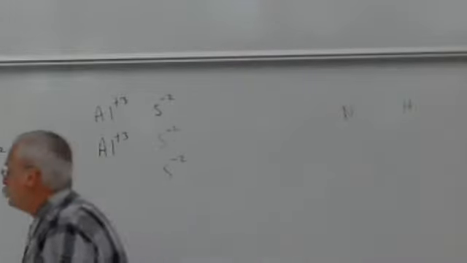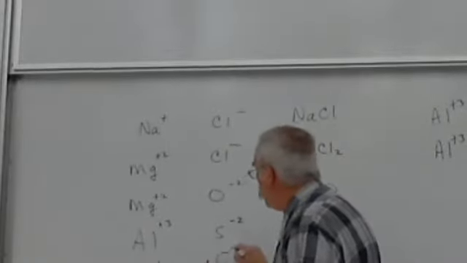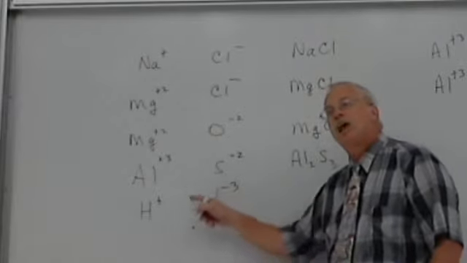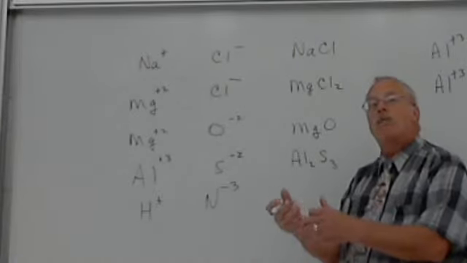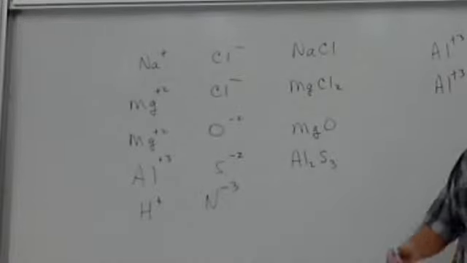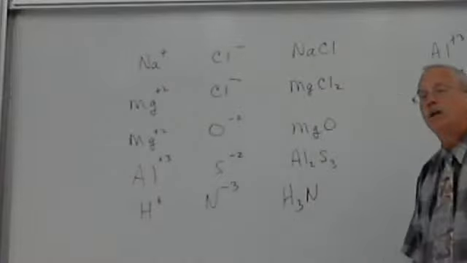What's the charge on a hydrogen going to be if it's in a compound? Plus 1. What's the charge on a nitrogen going to be if it's going to be in a compound? Minus 3. So if I have a plus 1 and a minus 3, how would I stick these together, in what relationship, what formula, to get a neutral compound? I'm going to take 3 H's and the N, H3N.